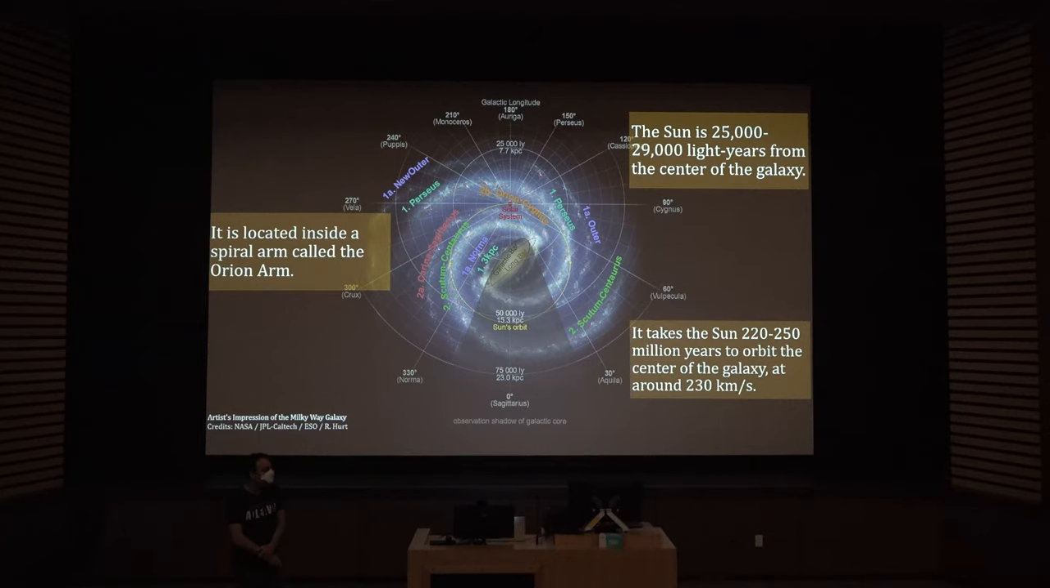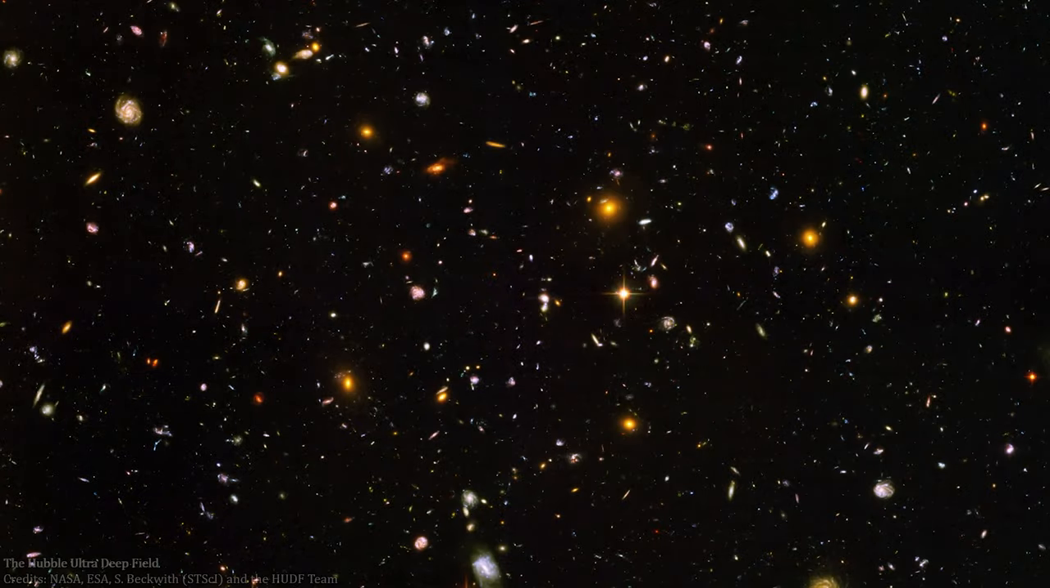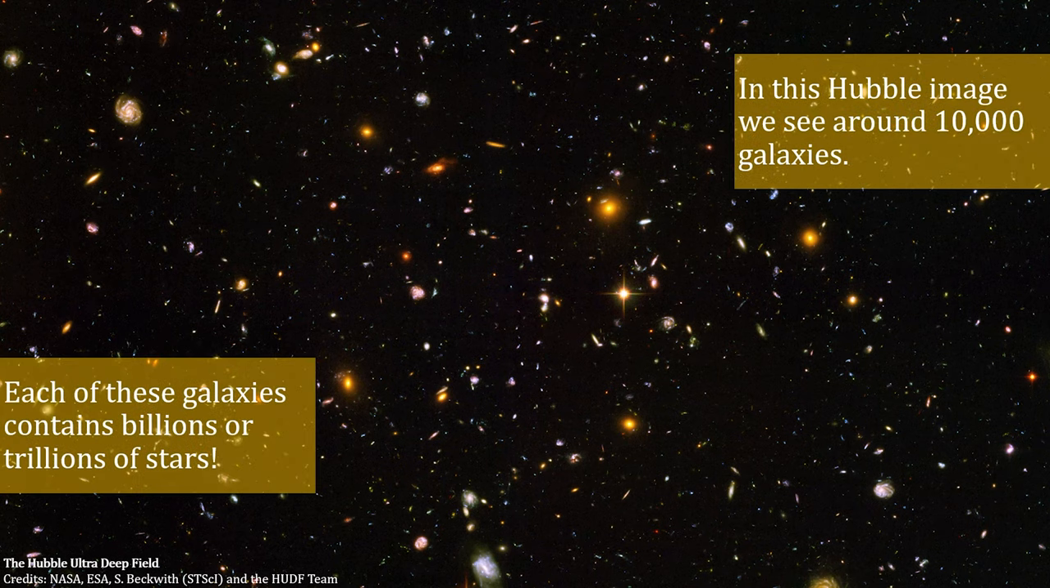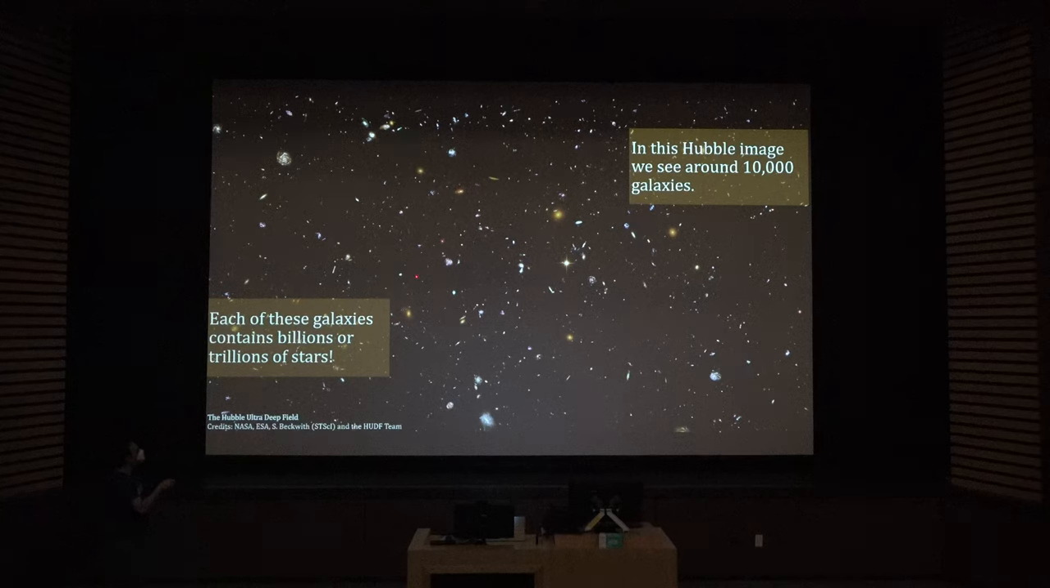Okay, so let's move on. Now, in this image from the Hubble Space Telescope, you can see around 10,000 galaxies. Each dot, like this dot over here, and this tiny dot, and there's this tiny dot you can't even see, all of these are individual galaxies, and each one of these contains billions or trillions of stars.